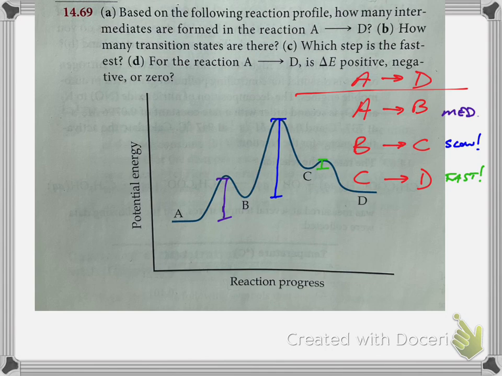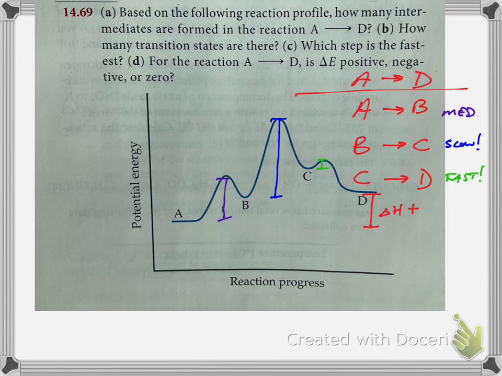The answer is no, emphatically no. The first step has to be slow in order for the overall rate law to be the same rate law as the rate determining step rate law. And then what's the overall delta H or delta E for this process? Well, of course, D ends up higher than A, and so that's a positive delta H. So this overall process is endothermic.